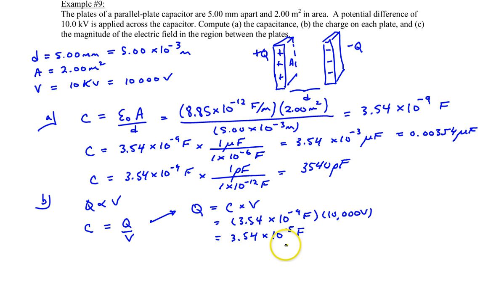Once again, you can see this is a very small amount of charge, and so it would probably be more convenient to write it in microcoulombs. So we could convert this to microcoulombs by taking 3.54 times 10 to the power negative 5 farads multiplied by 1 microfarad divided by 1 to the power negative 6 farads. And this gives you a charge of 35.4 microfarads, which is commonly used for charges.